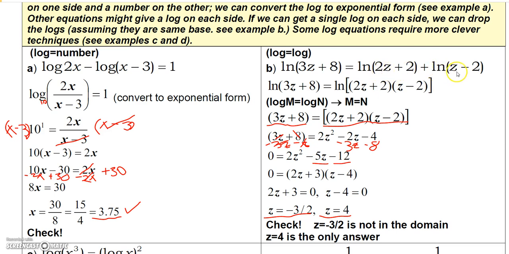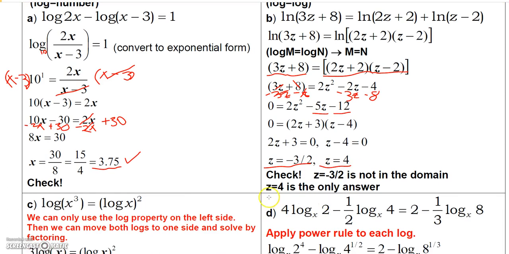And also it wouldn't work there, but it doesn't matter. If it doesn't work in one of them, then it's not going to work. So z equal negative 3 halves would not be part of the solution because it's not in the domain. So therefore the only solution would be z equals 4.